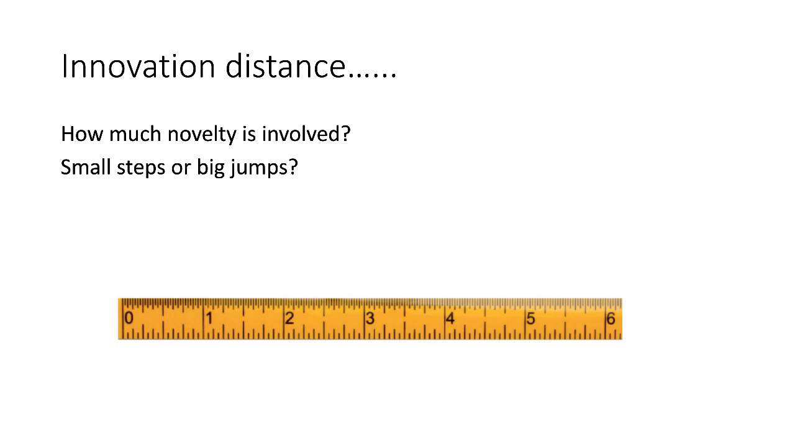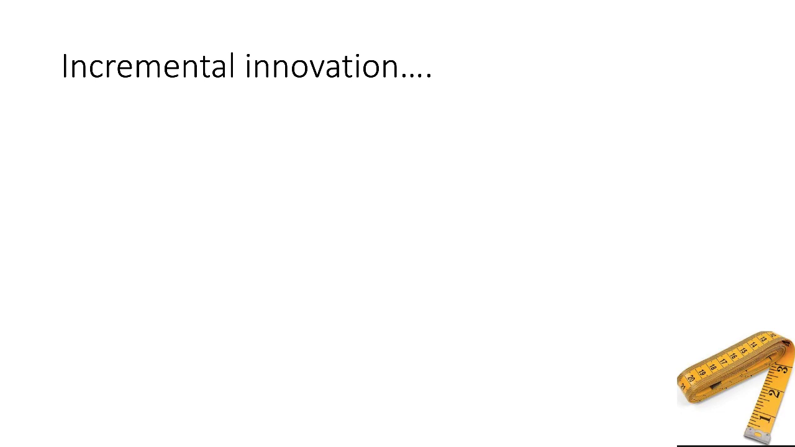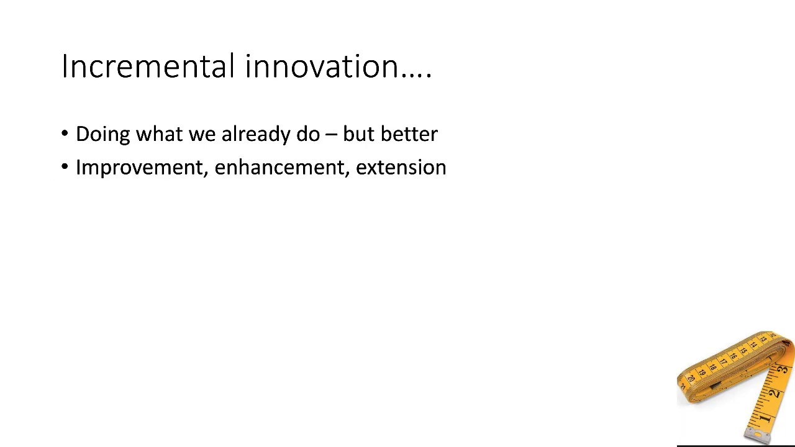And what we're interested in here is basically how much novelty is involved. Are we talking about innovation in small steps or in big jumps? Now, small step innovation is called incremental innovation. It's essentially doing what we already do, but a little bit better. It's the kind of thing we'll see when we talk about product improvement or process enhancement or extension to a market range. It's doing what we already do, but better.